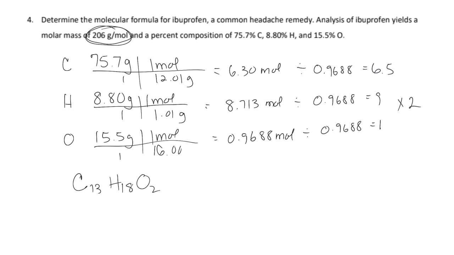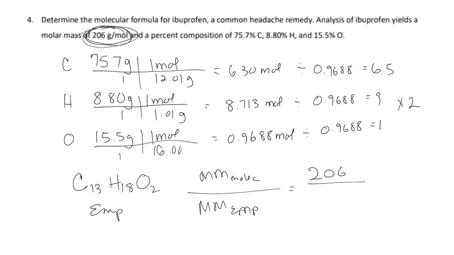empirical formula. But I have to compare the molar mass of this to the molar mass of my molecular to see how many empiricals I have in my molecular. So molar mass of the molecular goes on top. Molar mass of the empirical goes on the bottom. So the molar mass of the molecular is given in the problem. That's 206.